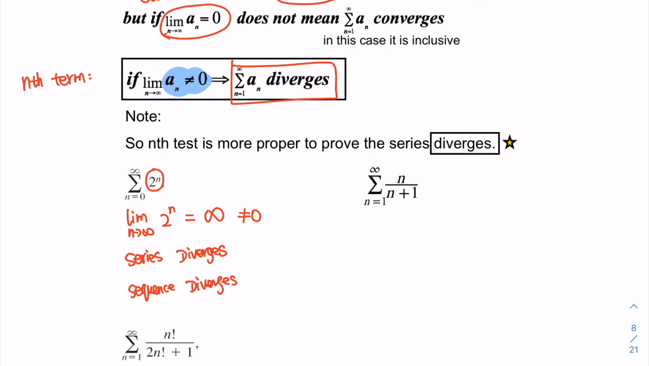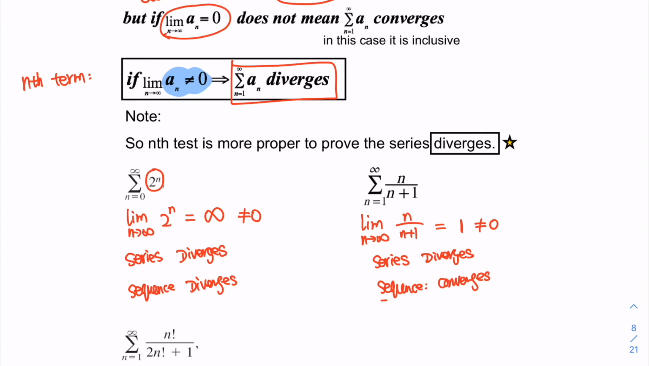And if you look at example 2, as n goes to infinity, n over n plus 1 goes to 1. This 1 is not 0. Okay, so the series will diverge. However, the sequence itself converges, right? Because the nth term approaches a constant.